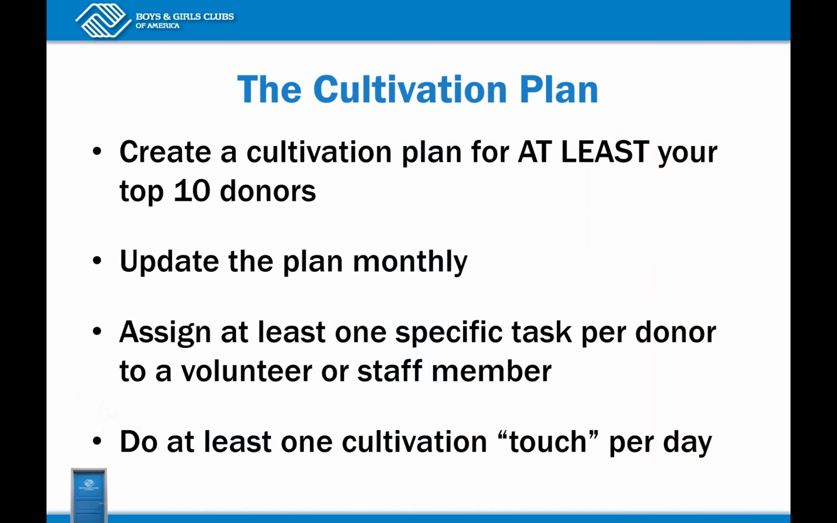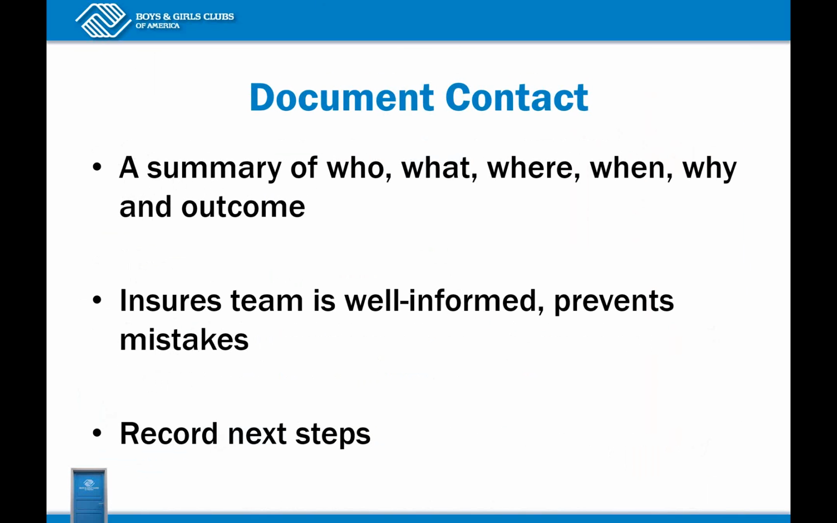Next, assign at least one specific task per donor to a volunteer or a staff member. So it isn't just the CEO or the RD person who's doing this cultivation, but each donor is getting touches from other people in the organization. And of course, you can have more people help you too. A good rule of thumb is to try to do at least one cultivation touch per day. Not per day per donor, but basically when you get into the office to think, okay, what can I do in terms of cultivation today? If you're having one action per day, it's a lot more manageable, but you'll still be making plenty of progress. Not one per person per day, because that would be a lot of work and a lot of contact.